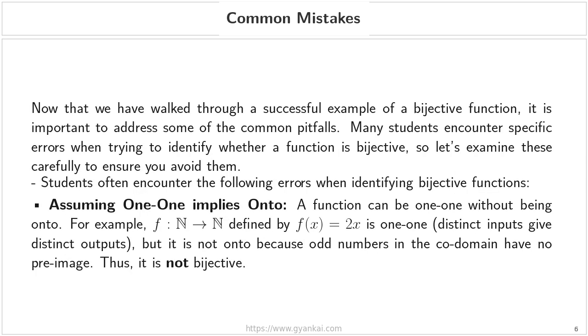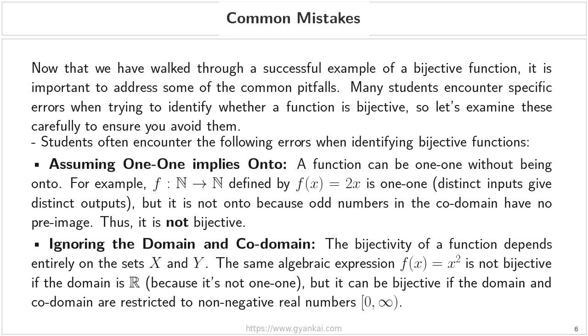First, a very common mistake is assuming that if a function is 1-1, it must automatically be onto. This is not true. A function can be injective without being surjective. For example, consider a function mapping natural numbers to natural numbers, defined by f of x equals 2x. While this is 1-1 because every distinct input produces a distinct output, it is not onto. This is because the odd numbers in the codomain have no preimage. There is no natural number you can double to get 3 or 5, for instance. Because it fails the onto condition, it is not bijective.